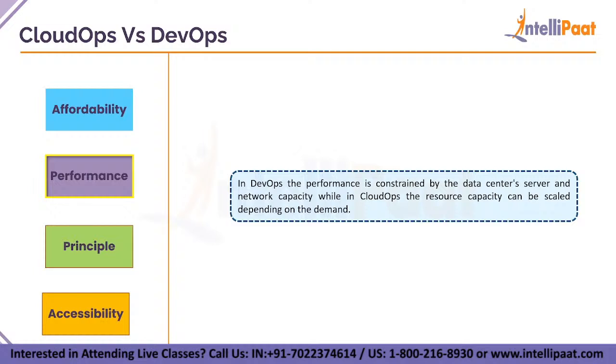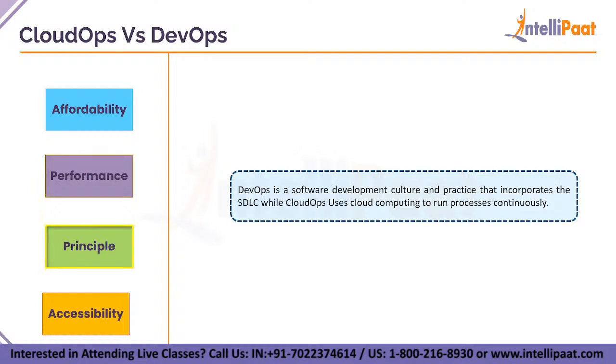Now, moving on to the principle, let's understand what the principle is. DevOps is a software development culture and practice that incorporates the software development lifecycle, while CloudOps uses cloud computing to run processes continuously. So definitely in both, we are creating software, but in DevOps, our main focus is on creating an automation lifecycle for software development, while in CloudOps, we're using services that are provided by different cloud providers, and we're trying to run the processes continuously and develop software.